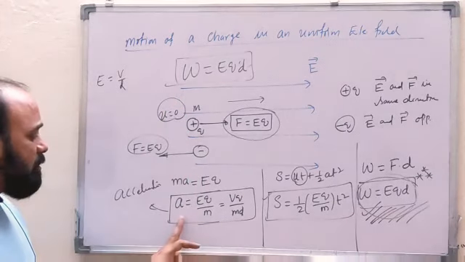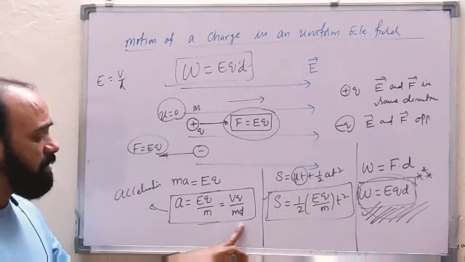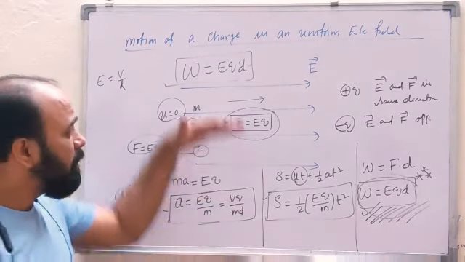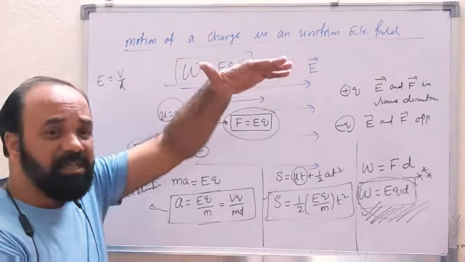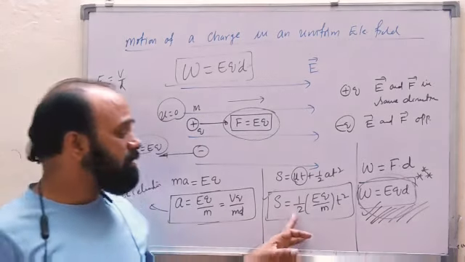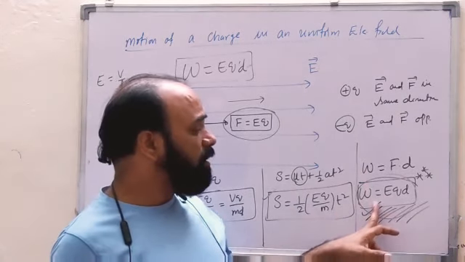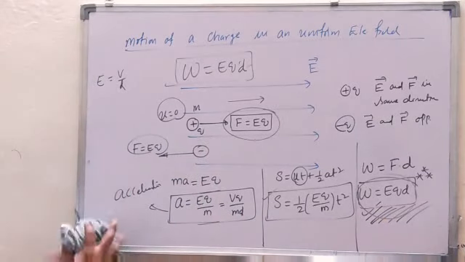Shortcut, see, acceleration formula EQ by m. If they don't give electric field, potential and distance they give. So they may give two parallel plates, capacitance, distance, and potential they give. So E you can replace by V by d. So if distance they ask, this is the formula. Work done they ask, EQ into d. Okay? This is about uniform electric field.